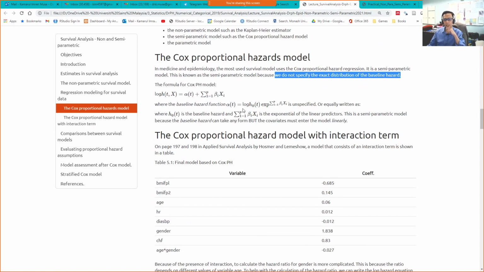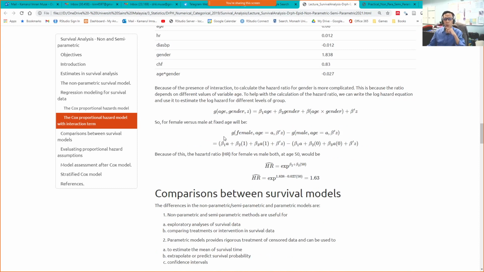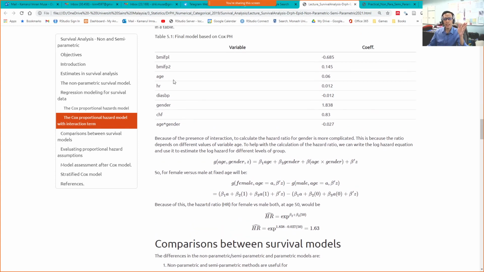So the formula is written as the hazard h(t) equals the exponentiation of the linear combination. And you know that if there is an interaction, then we cannot simply interpret the variables age and gender, because age depends on gender, gender depends on age. You can interpret BMI, you can interpret diastolic blood pressure, you can interpret CHF, but you can't interpret as easily as you want with the interaction between age and gender.